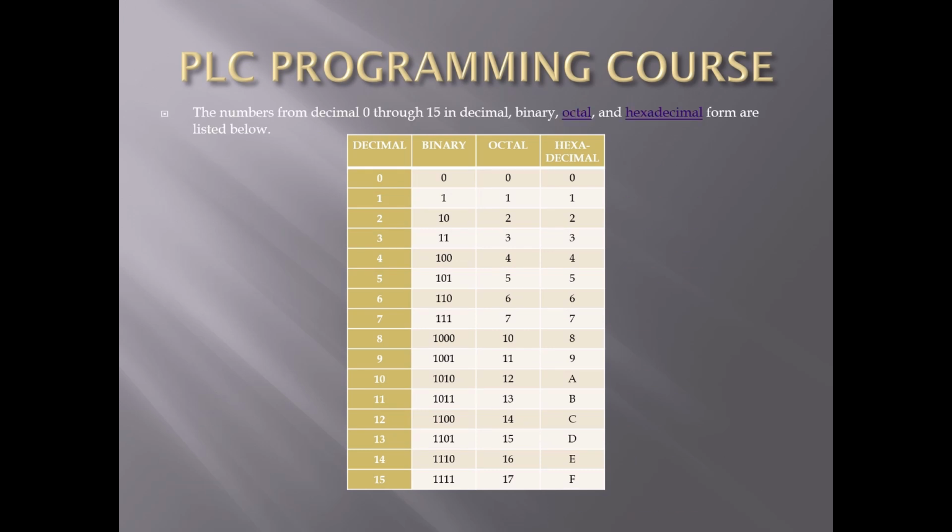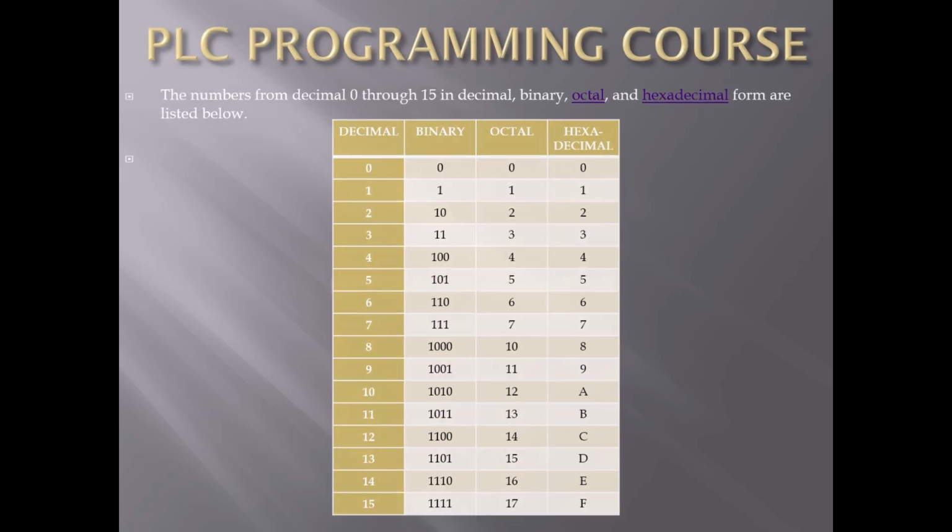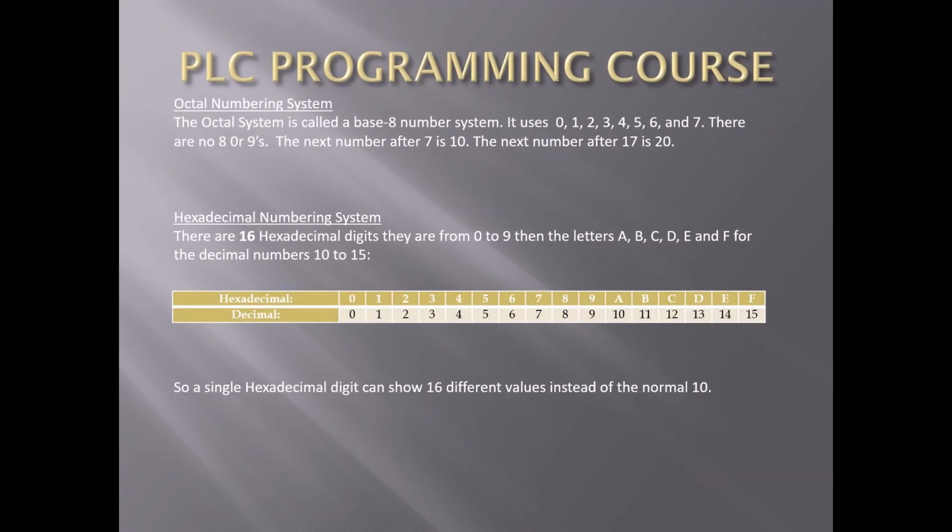The numbers from 0 through 15 in decimal, binary, octal, and hexadecimal are formed here on this list. Octal, base 8, and hexadecimal, base 16, compared to binary, base 2, and decimal, base 10. The octal numbering system is called a base 8 number system. It uses the digits 0 to 7. There are no 8s or 9s. The next number after 7 is 10. The next number after 17 is 20, and so on.